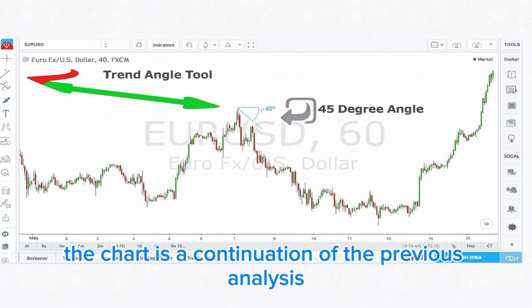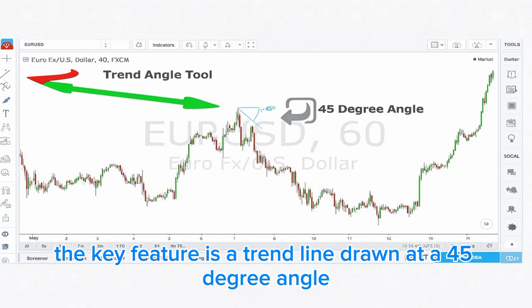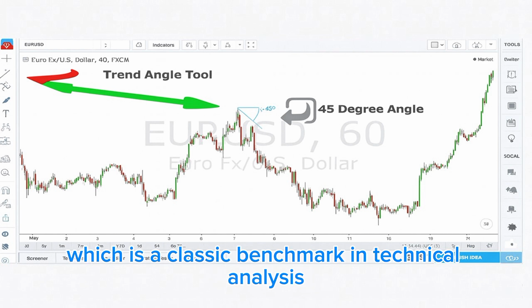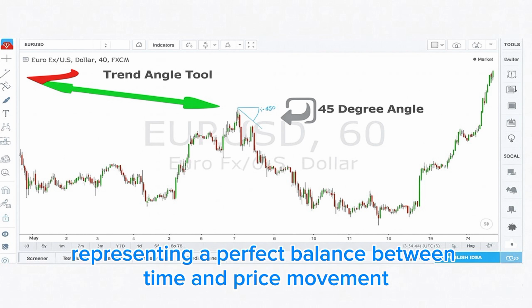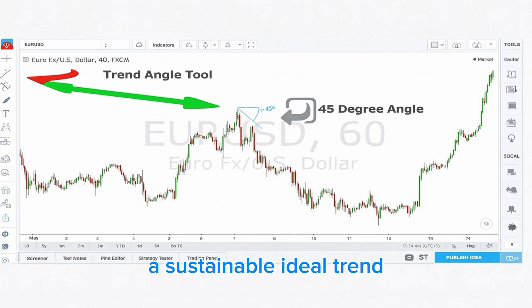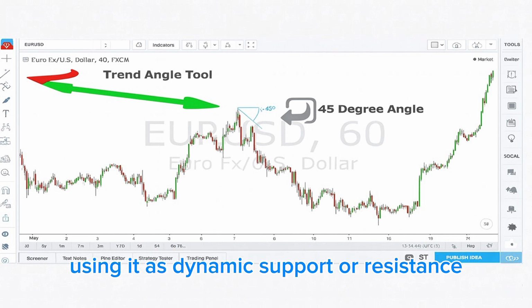The chart is a continuation of the previous analysis, focusing on the angle of the trend. The key feature is a trend line drawn at a 45-degree angle, which is a classic benchmark in technical analysis known as a Gann angle, representing a perfect balance between time and price movement, a sustainable, ideal trend. The price action is seen respecting this angle, using it as dynamic support or resistance.